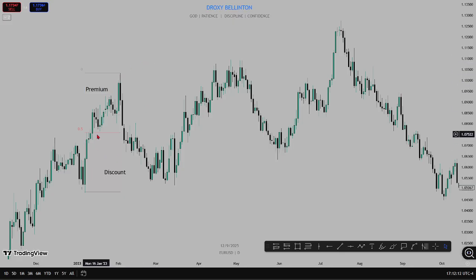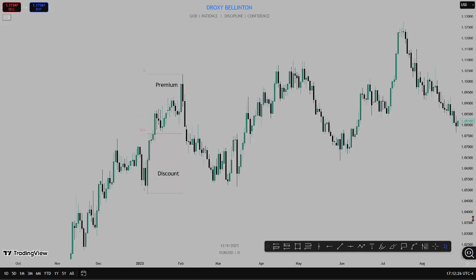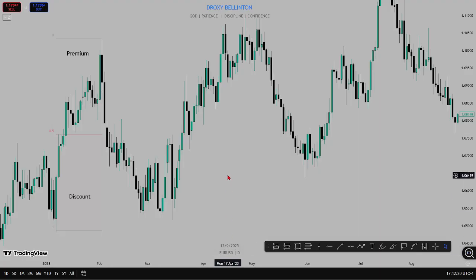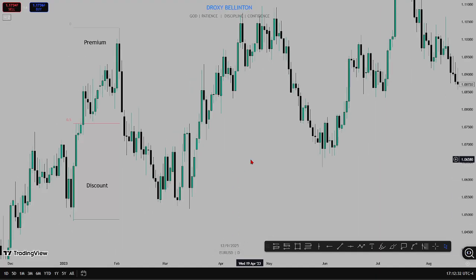Above the 50% line is called premium. So we have our premium zone. The whole of this area here, everything above the 50% is called premium. Everything below it is called discount. I want to teach you why we call them PD arrays. That's the reason why I'm doing this.